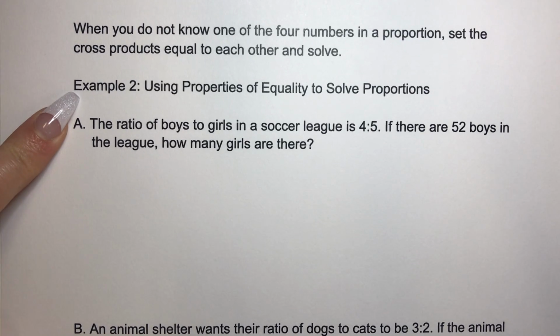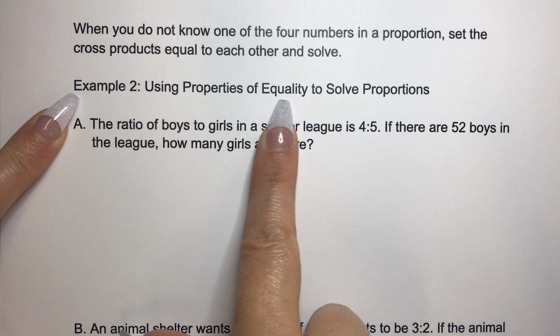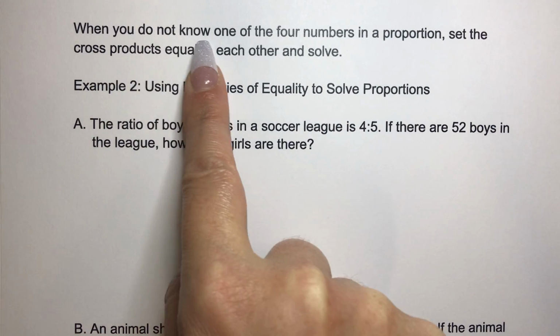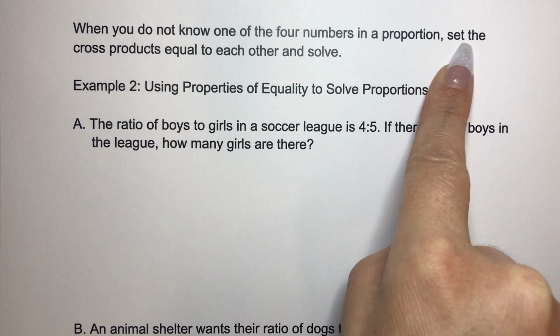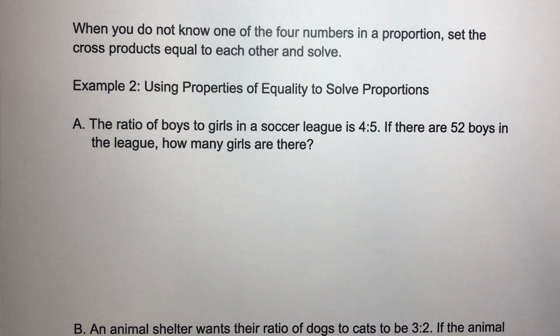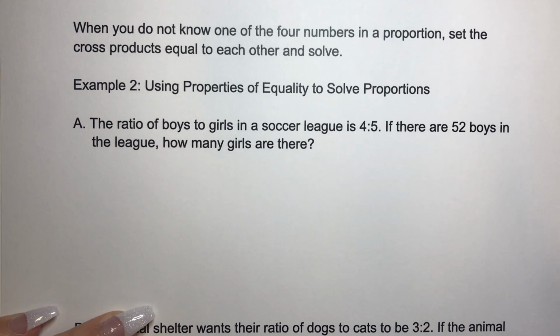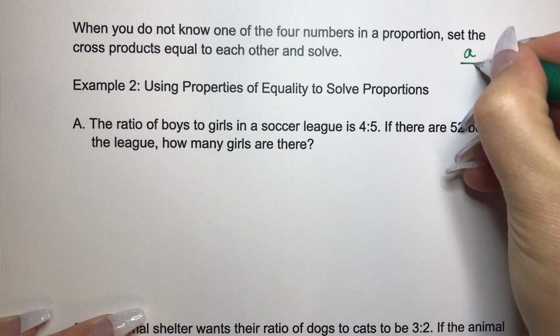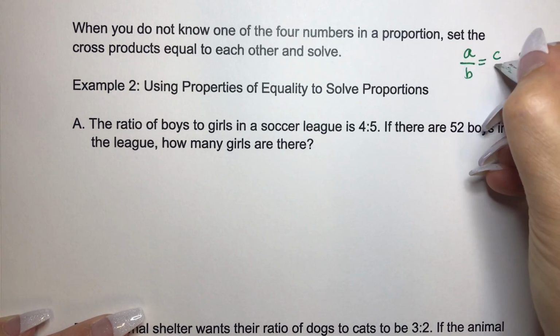All right, so let's get started with example 2, using properties of equality to solve proportions. What this says is when you do not know one of the 4 numbers in a proportion, set the cross products equal to each other and solve. Remember, I'm going to use those variables: a proportion is A over B equals C over D.